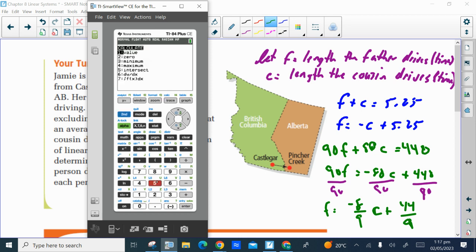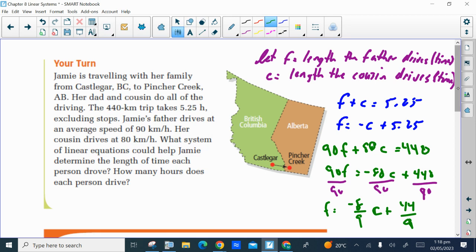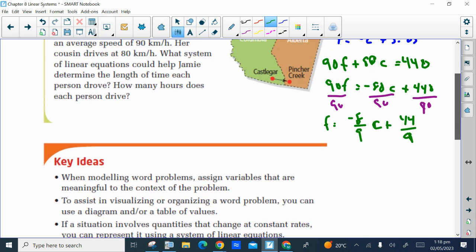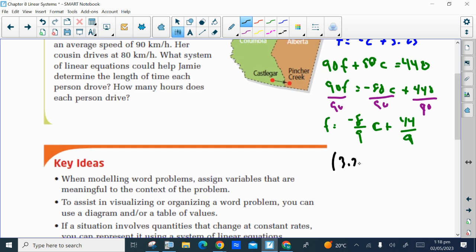Second function trace, number 5 for intersect, enter, enter, enter. 3.25 comma 2 is the point of intersection. Remember, the variable inside the equation, which in this case is C, is the first number. The variable outside the equation, F, is the second number. This means that the cousin drives for 3.25 hours. The father drives for 2 hours. That's what this means.